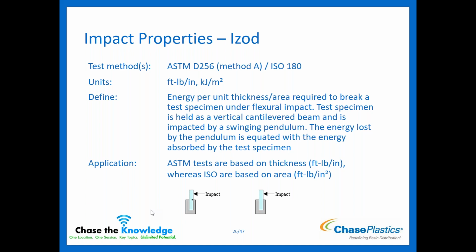The reason we say unit thickness or unit area is because depending on if we're doing ASTM or ISO, it's going to be a different value. ASTM tests are done by thickness. That's why you'll see foot-pounds per inch on the data sheet. Whereas if you're looking at ISO testing, it's done by area, so foot-pounds per inch squared. Just note that they are different. If you're looking at them and you're like, man, this one's really high for this ISO test method, this is like double what the ASTM is, just note that it could be that the values are different. One's done in thickness, one's done in area.